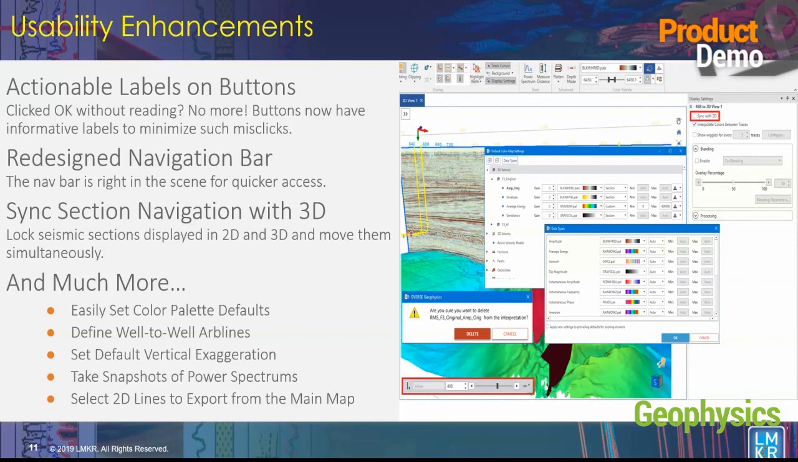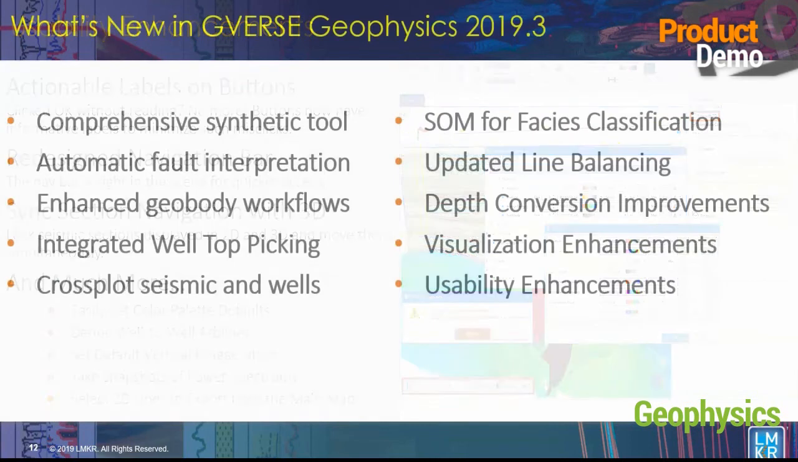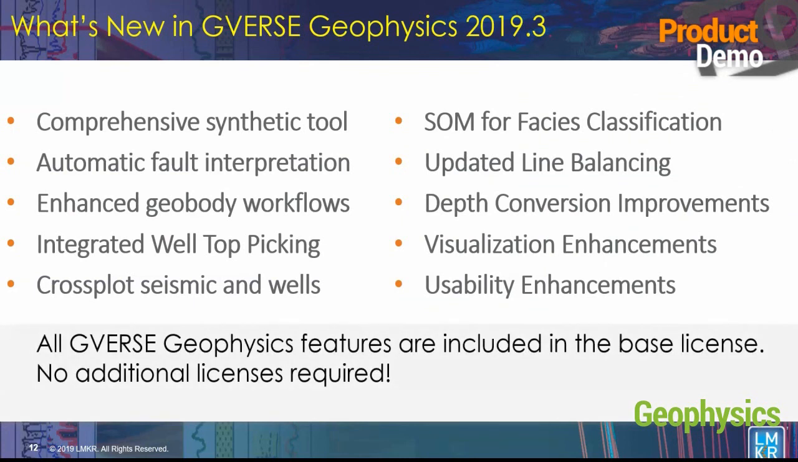So that's a very quick look at what is part of the new 2019.3 upgrade as far as geophysics is concerned. As you saw, there's a lot of new features here. One thing I'd like to point out before I leave you is that everything that I've talked about today and shown you today, all of this is covered within the base license. So we don't have additional licenses for our synthetic or our automatic falls or well-top editing or anything else. Everything comes as part of the base license.